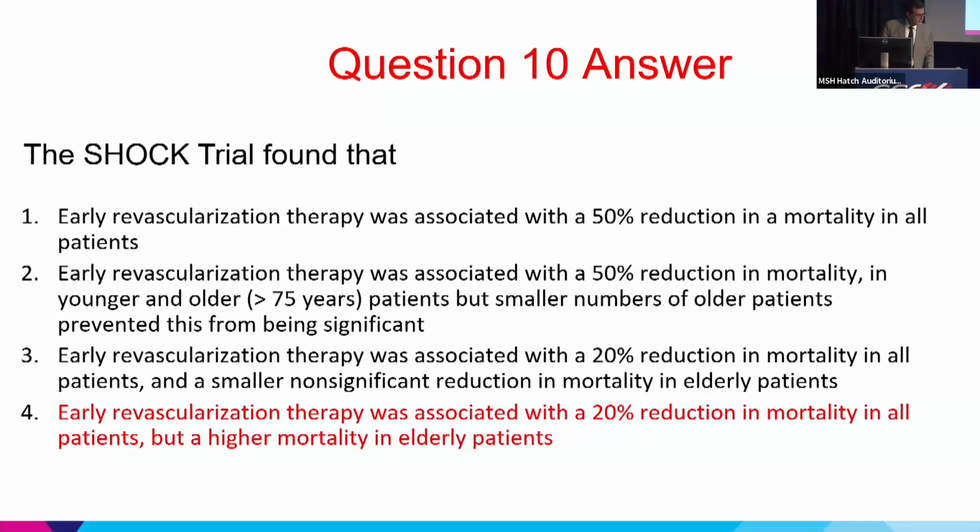There you go. Early revascularization was associated with a 20% reduction in mortality in all patients, with a higher mortality in elderly patients. That's why when the patients are over 75 years of age, it's acceptable to follow an initial medical stabilization strategy, perhaps a balloon pump or whatever other way you want, rather than taking them right away to surgery or PCI, most PCI these days.